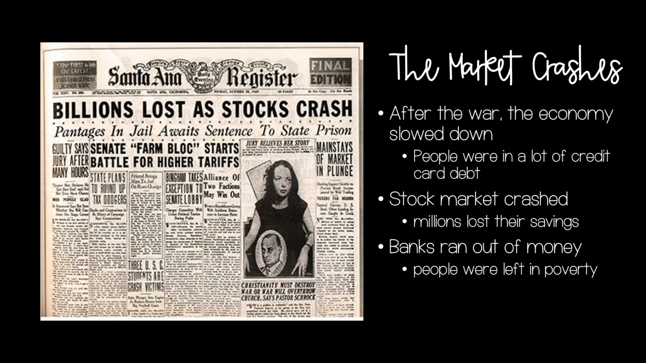At the end of the war, production of war supplies wasn't necessary and the economy slowed. Then the stock market crashed and people lost all of the money they had invested. For some, this was most of their life savings. Then they began pulling their money out of the banks, but the banks ran out of money and even more people lost all of their money when banks closed.